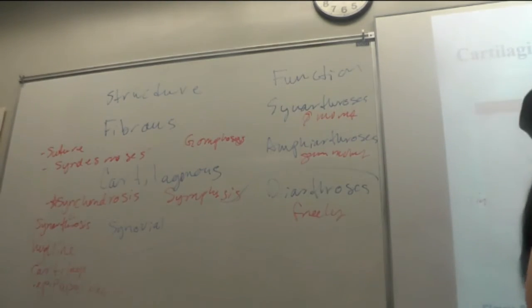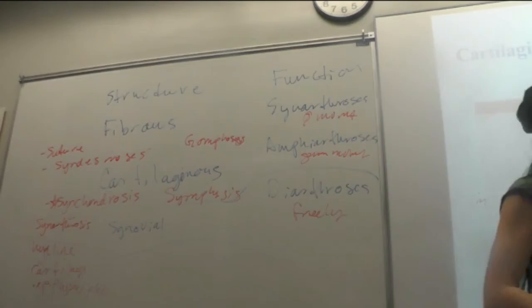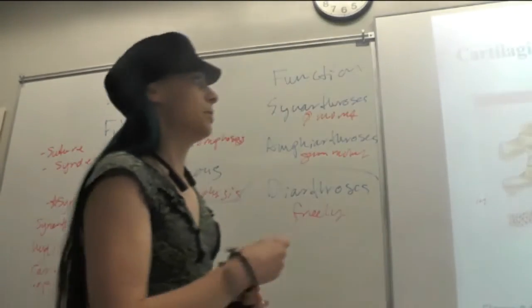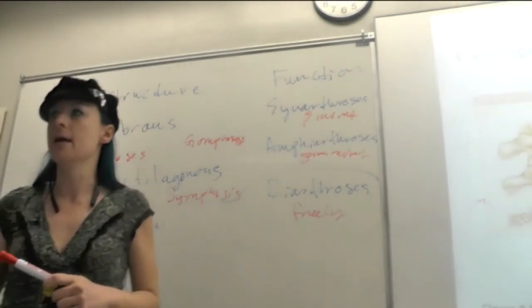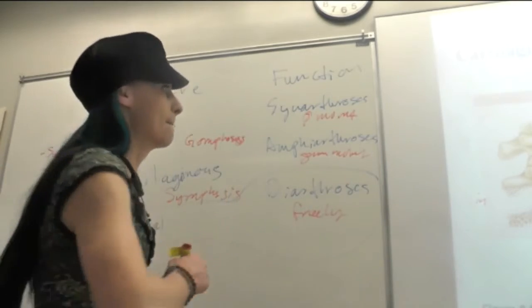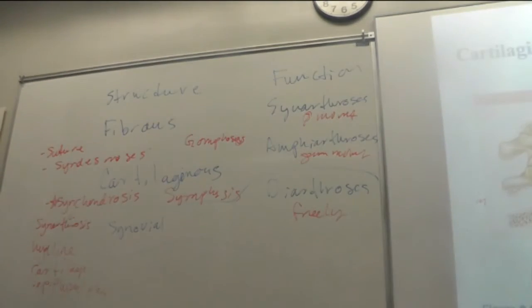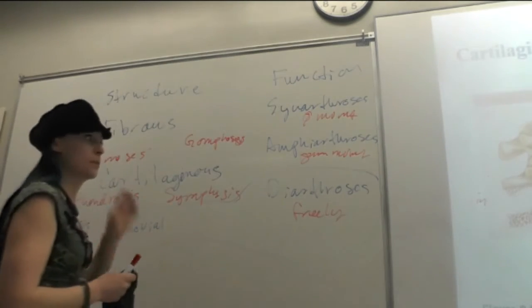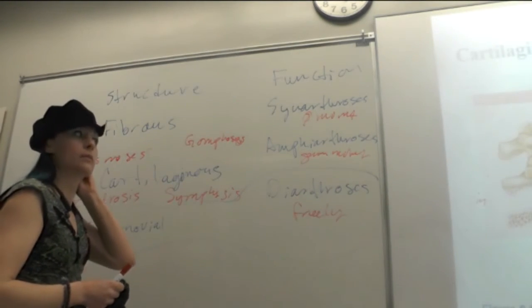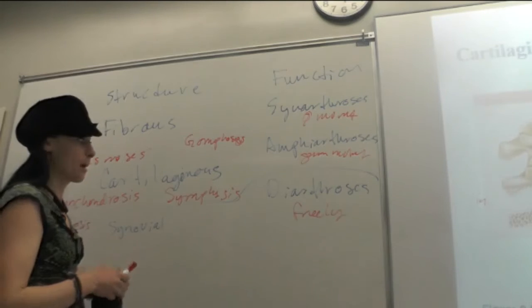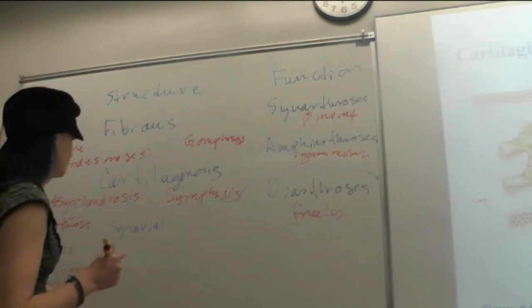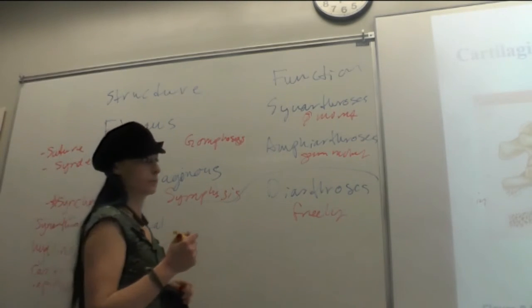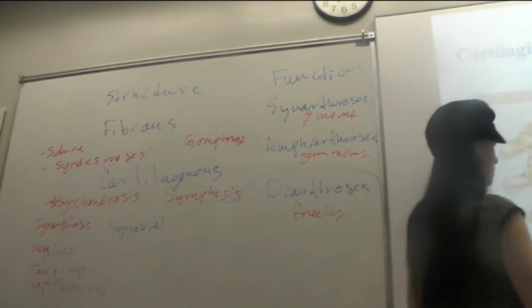Synchondroses are joined by hyaline cartilage. Okay, symphysis, who had symphysis? Symphysis is mostly made of fibrocartilage, but it has some hyaline cartilage where your bones articulate. What they do is mostly act as shock absorbers for your spine and your pubic symphysis.